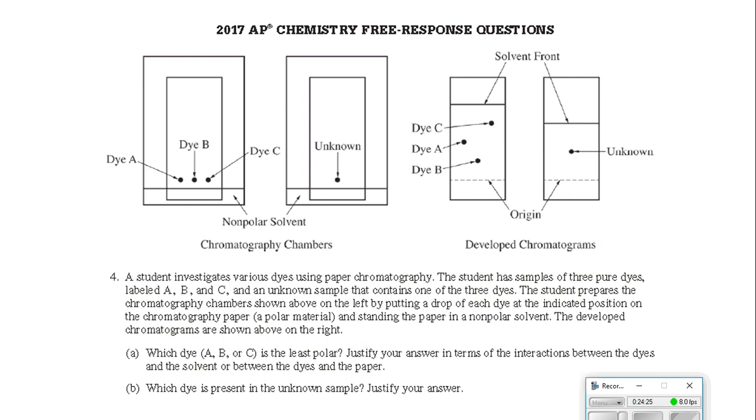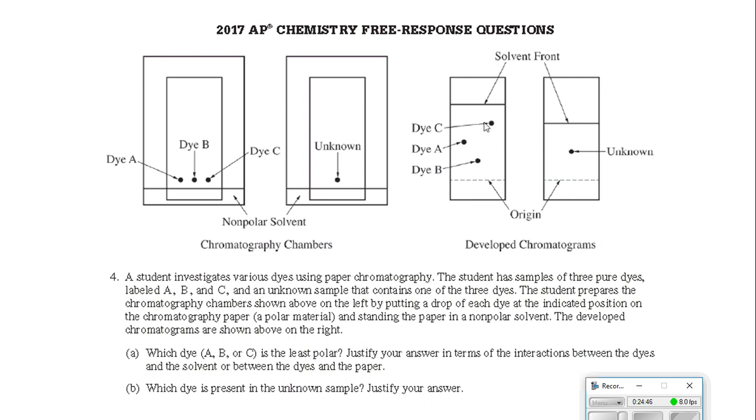Whereas dye C moves up higher in the paper, so it is less attracted to the paper and more attracted to the solvent. Okay, so dye C is the least polar, dye B is the most polar. Second question, which dye is present in the unknown sample, and justify your answer.